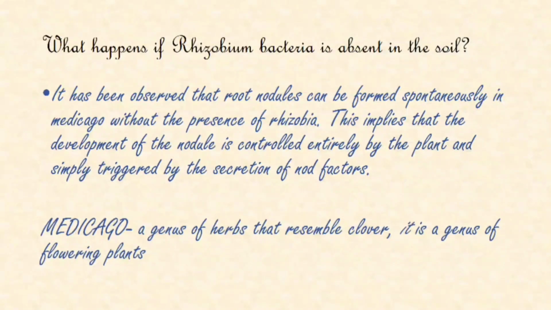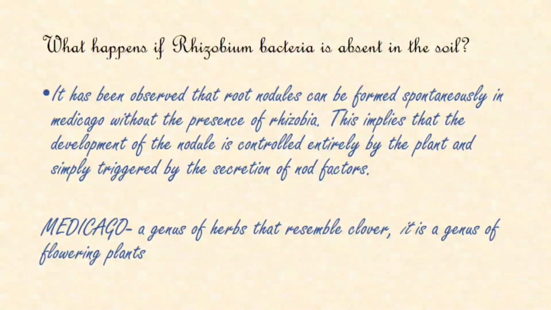What happens if Rhizobium bacteria are absent in the soil? Did we ever think of this? If you have thought of this question, now let's see the answer. It has been observed that root nodules can be formed spontaneously in Medicago without the presence of rhizobia. We saw ball-like structures, so these can be formed even without the presence of rhizobia.